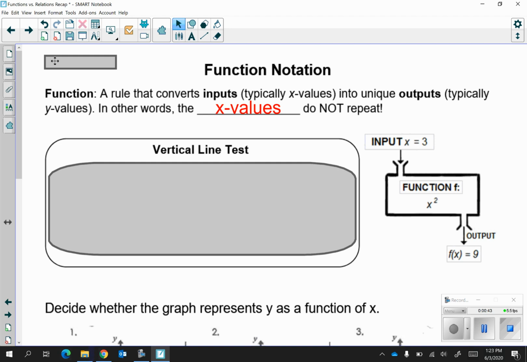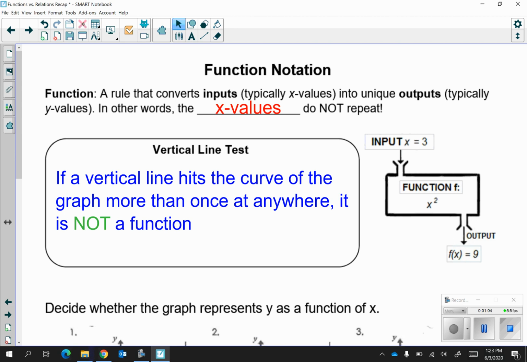So in other words, if you put in 3 here, we get out 9. That's a function. What's not a function is if you put in 3 and you get out a 9 or a 5. You can't have two outputs to one input. Otherwise, it's like, which one do you choose?